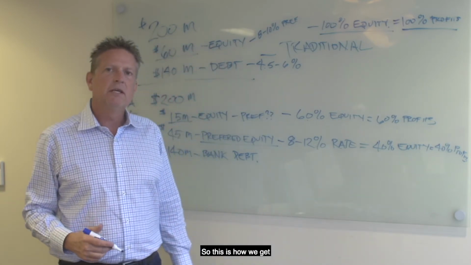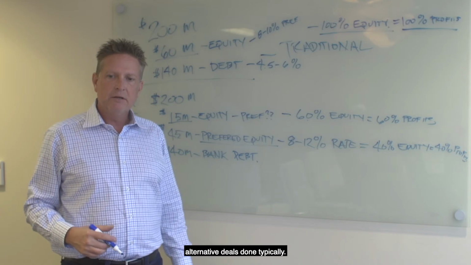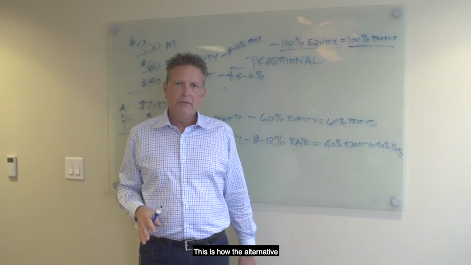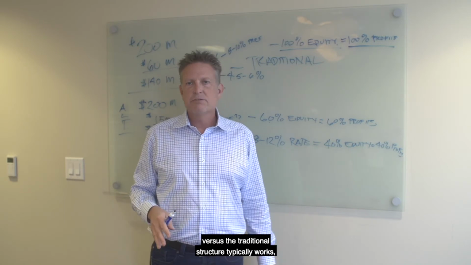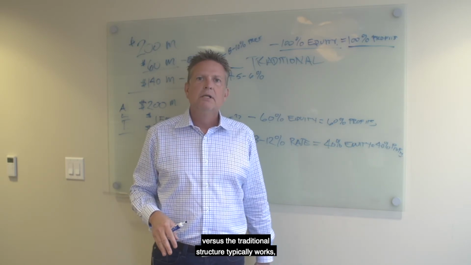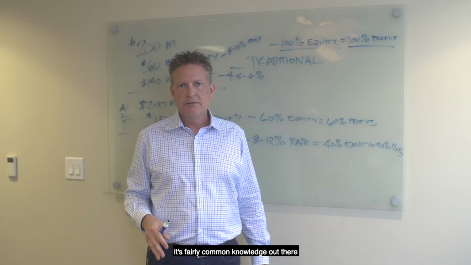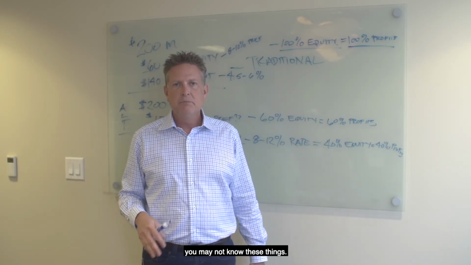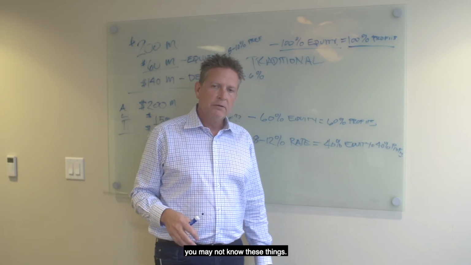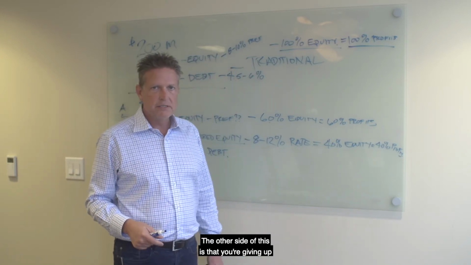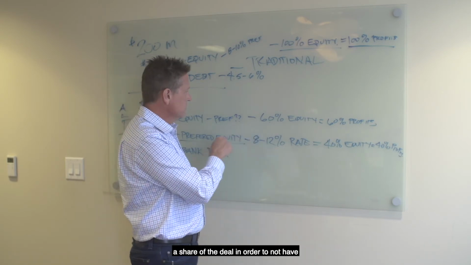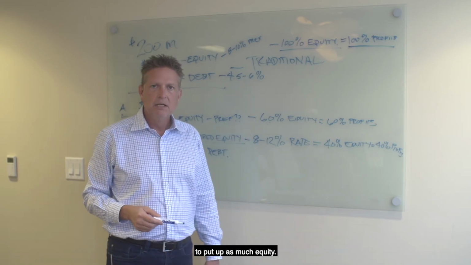So this is how we get alternative deals done, typically. This is how the alternative versus the traditional structure typically works. It's fairly common knowledge out there, but if you're new to the game and you're just learning real estate, you may not know these things. The other side of this is that you're giving up a share of the deal in order to not have to put up as much equity.